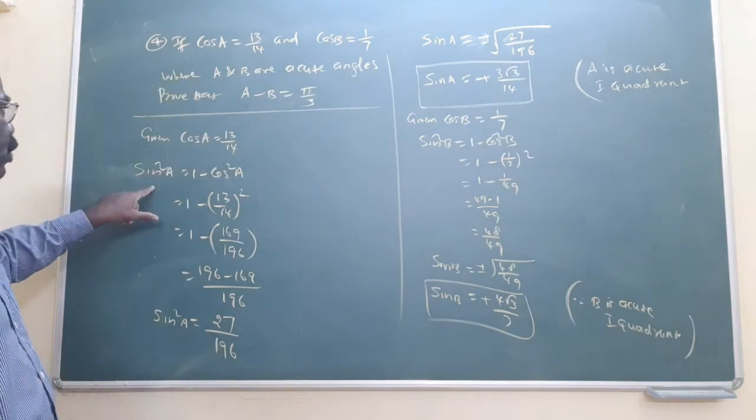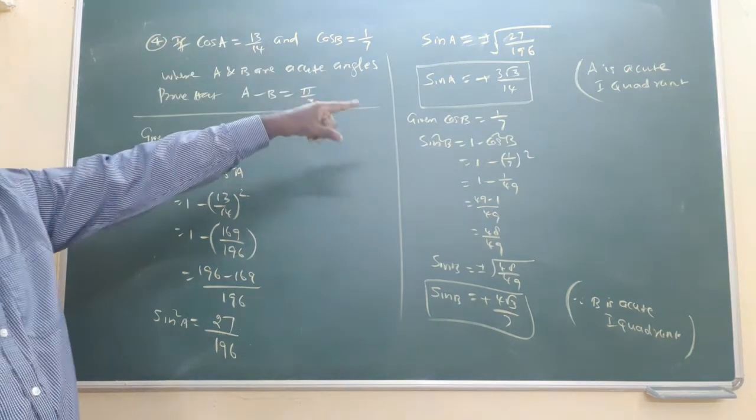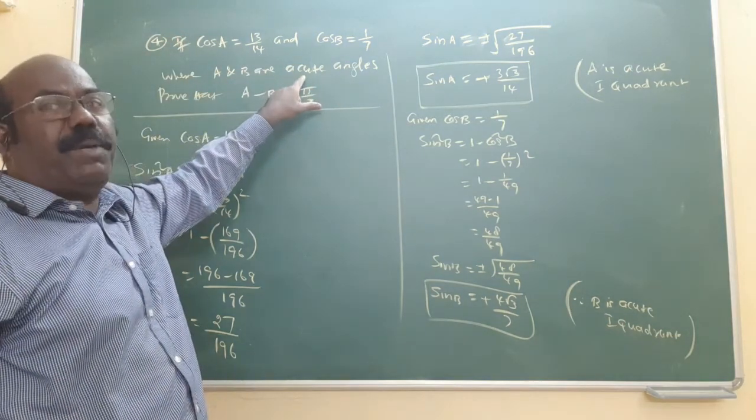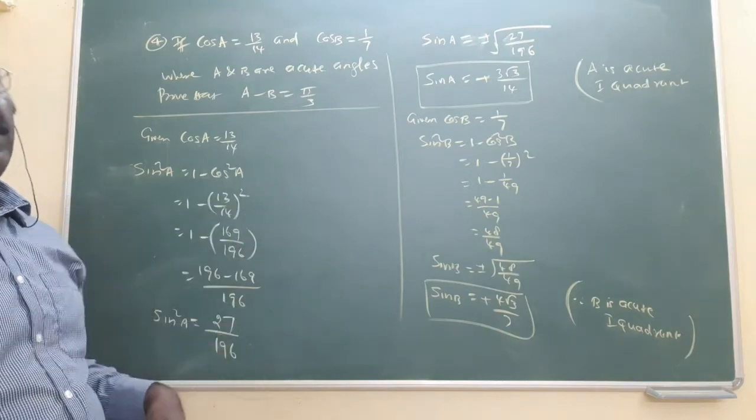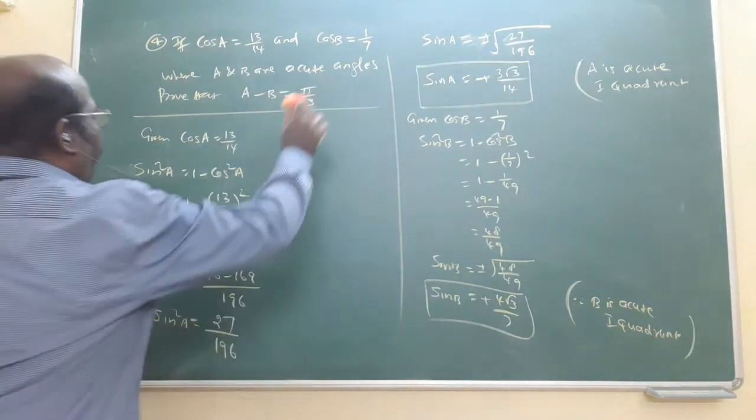Cos A is given. We know the formula sin square A equals 1 minus cos square A. Obviously either plus or minus will come, but A and B are acute angles, that means below 90, so they are positive. That's why you will consider only the positive side. Next also positive side.